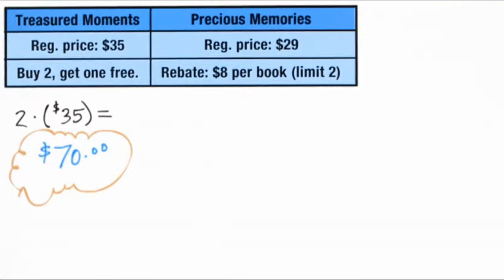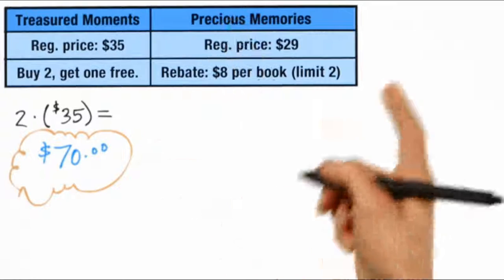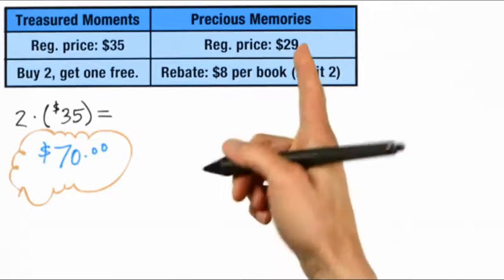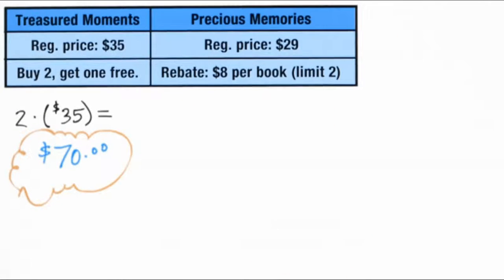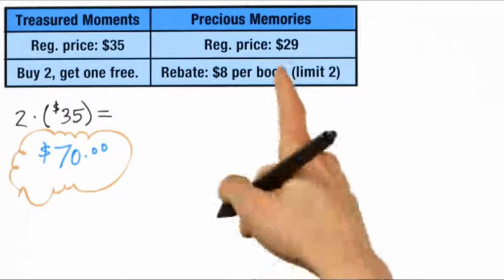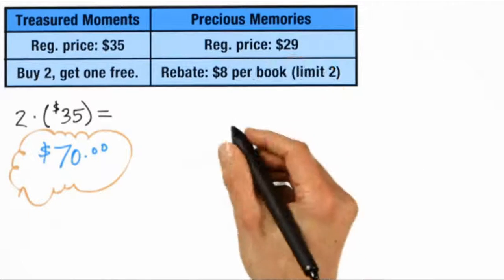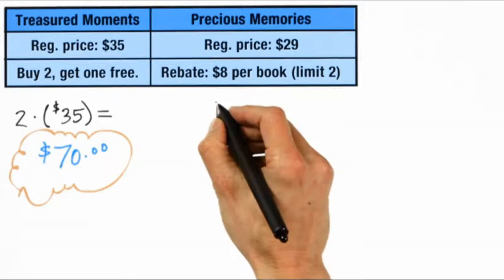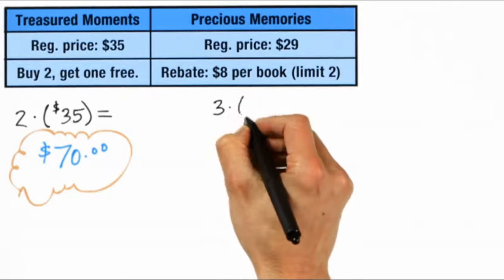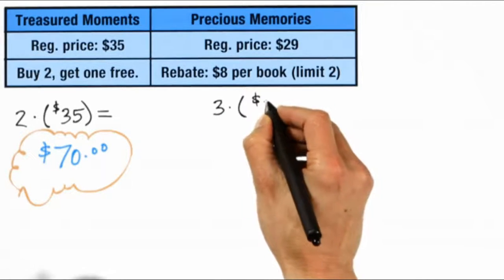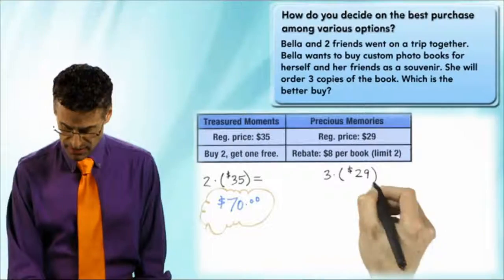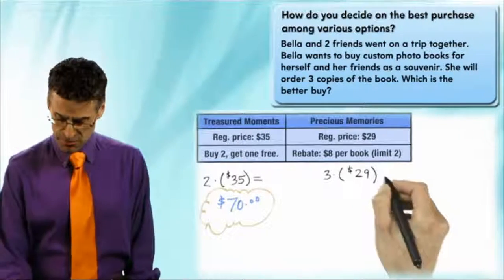Or, let's see what the alternative is. Let's see what happens at Precious Memories. There, we pay $29 per book, but we get an $8 rebate for up to 2 books. So first we have to buy all 3 books. So here we have to actually look at 3 times $29. Well, that's not bad. $29 is not a lot of money. And then we get a rebate. So we're going to get money back.